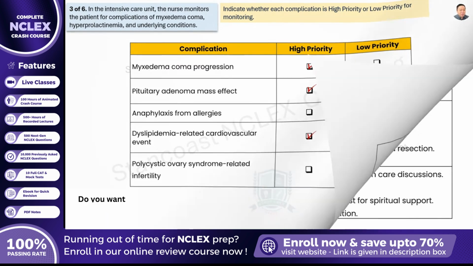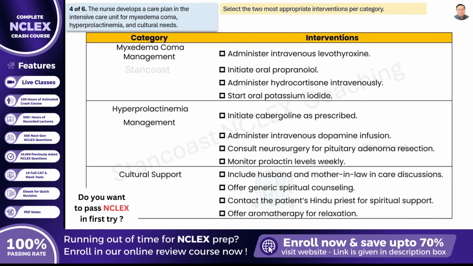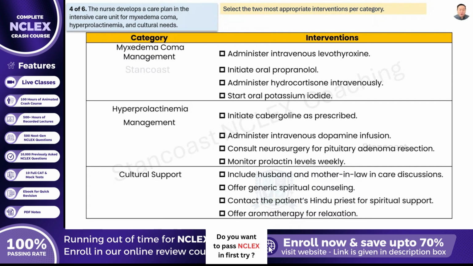All right, let's move on to our next test item. This is a multiple response grouping to test your clinical judgment in generating those solutions. So it says here, the nurse develops a care plan in the intensive care unit for myxedema, hyperprolactinemia, and cultural needs. So here, you're going to match the interventions to the different categories. There's that acute illness, there's that chronic hormonal imbalance, and cultural support.